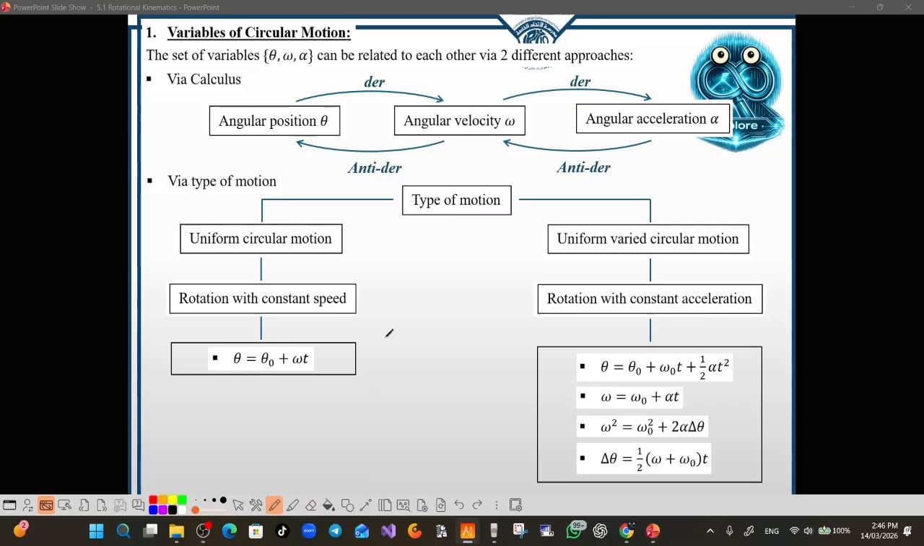So actually, we know that delta theta is equal to theta minus theta 0. By moving theta 0 to the other hand side, it becomes theta minus theta 0. So we can write it as delta theta is equal to omega t. Also here, if you move theta to the other hand side, it becomes theta minus theta 0, which means delta theta is equal to omega 0 t plus half alpha t squared. Now, also here, they are already done. So delta theta here, delta theta there.